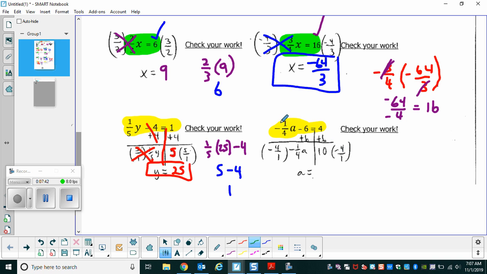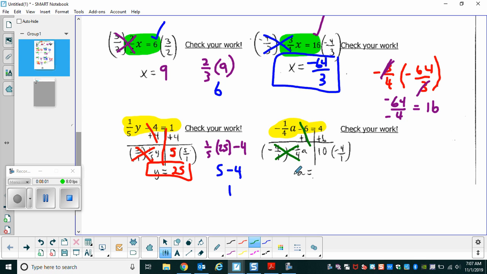All right, and so now we have a negative 1/4 a minus 6, and since our constant is a negative 6, we're adding 6 to both sides for that to cancel out, and 4 plus 6 is 10. Now since I have a negative 1/4 as my coefficient, we're going to multiply both sides by its reciprocal, a negative 4 over 1. So that cancels out over here.